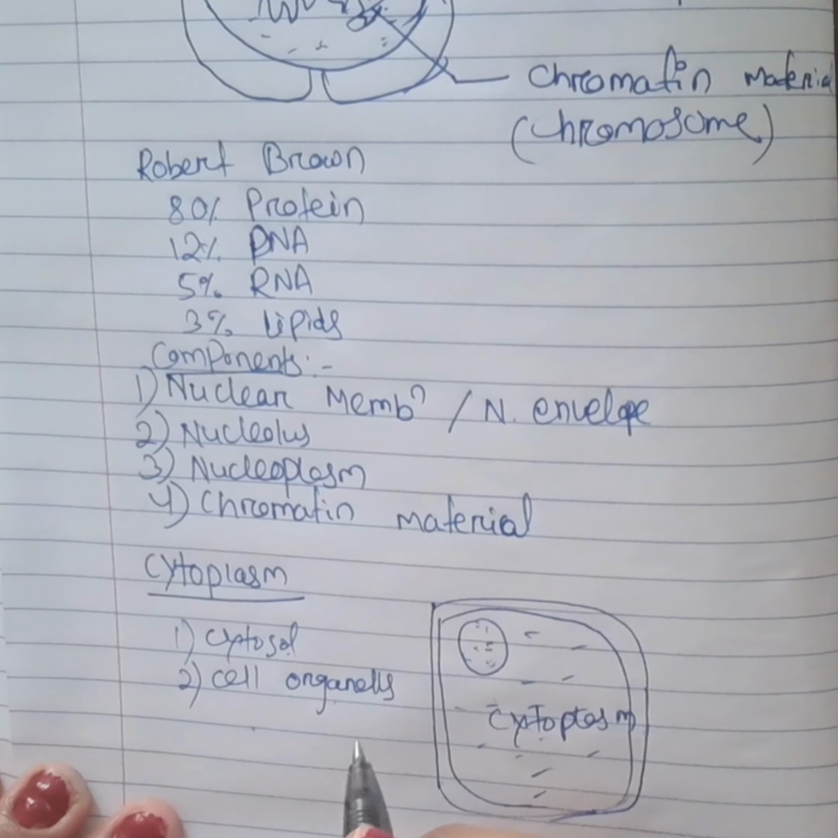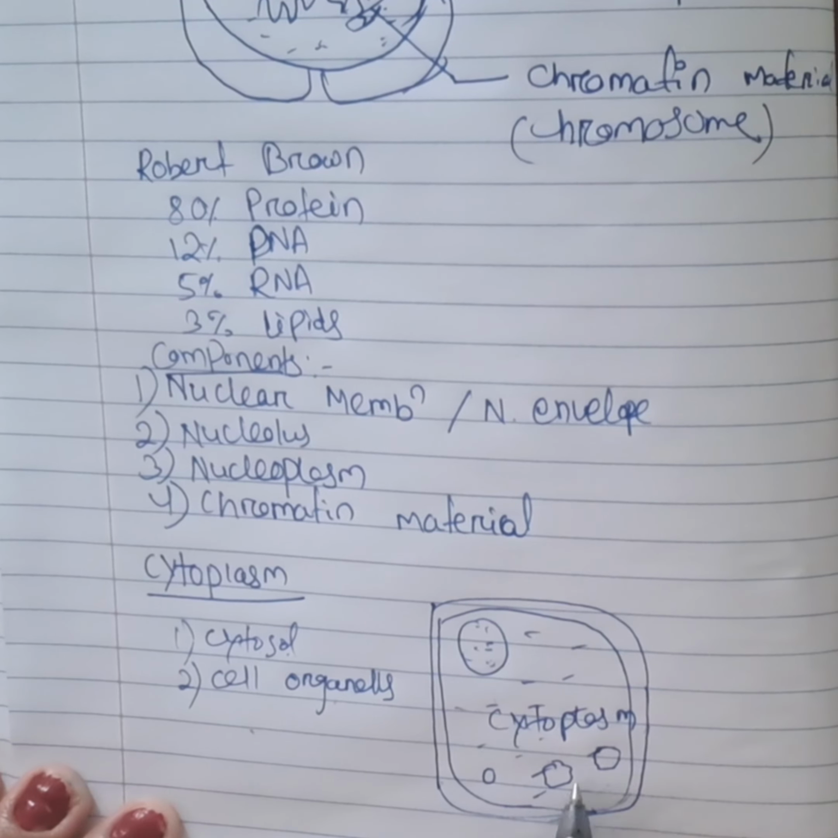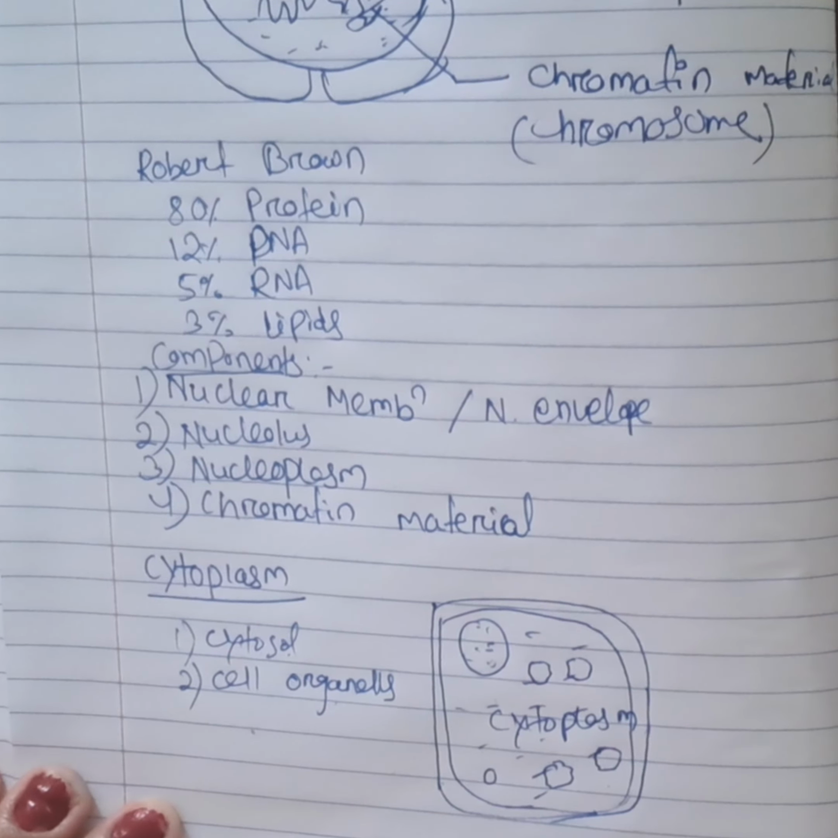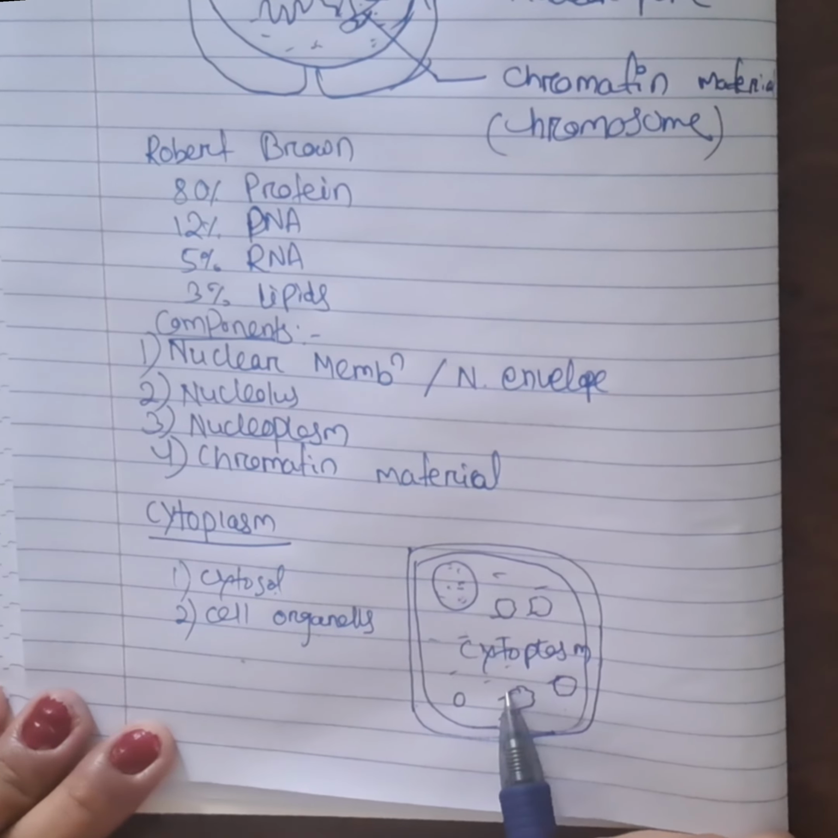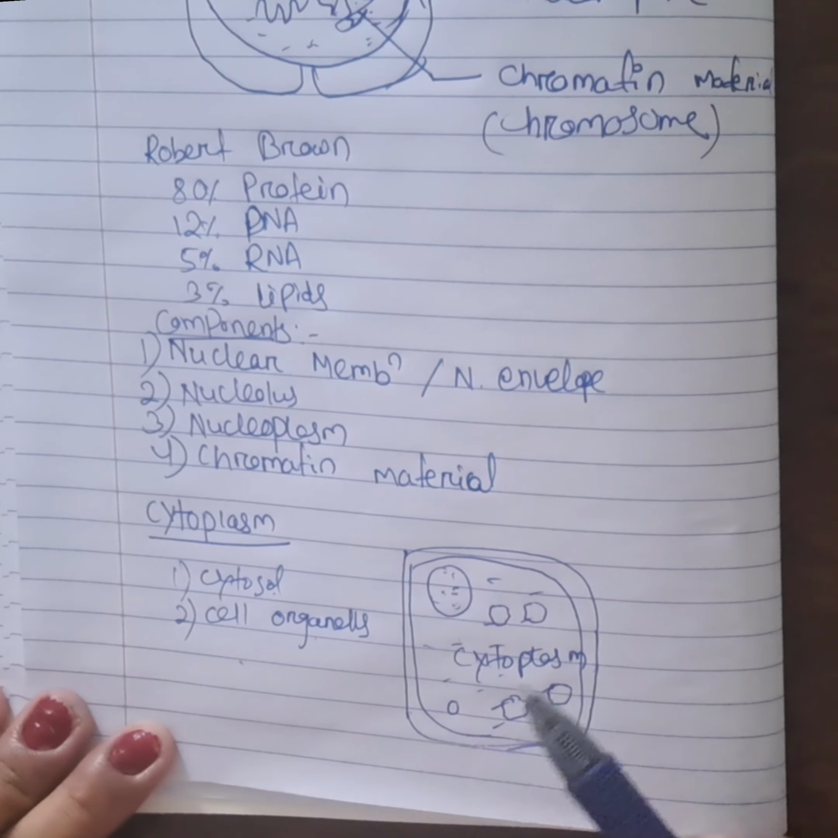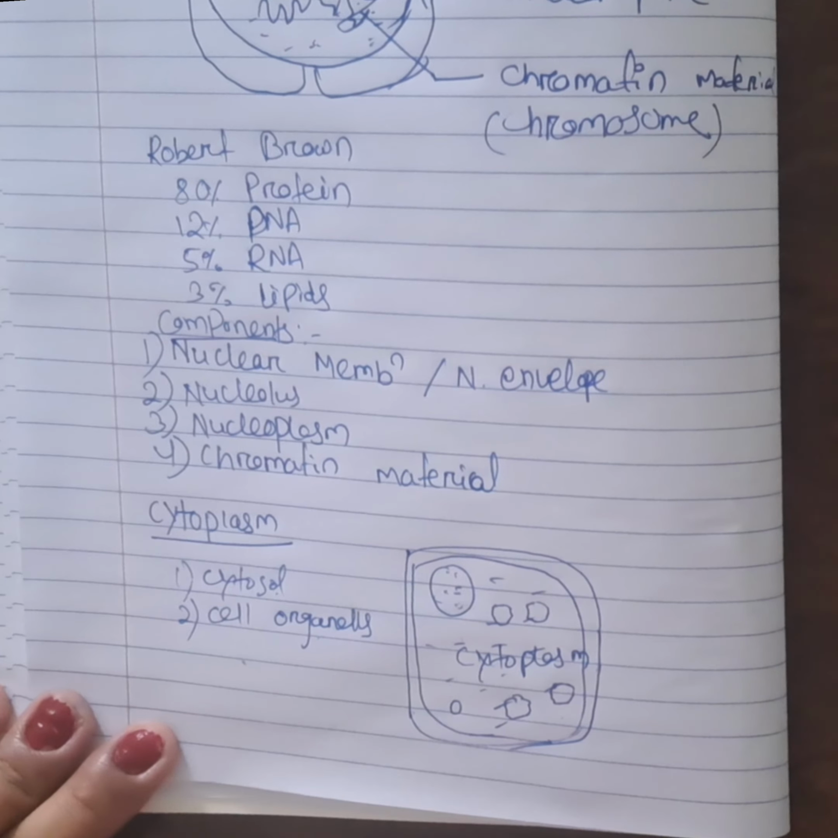Cell organelles are the submicroscopic structures present inside the cytoplasm. Cytoplasm is the site for various biochemical processes like glycolysis, and it is responsible for exchange of materials between the different cell organelles, and it helps in the protein synthesis. This is all about today's class.